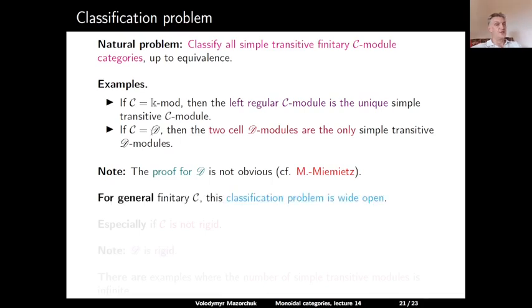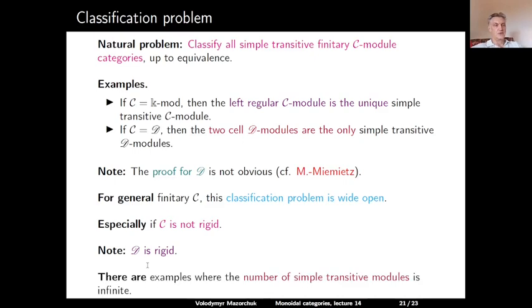For a general finitary category C, this classification problem is usually wide open, especially if C is not rigid. There are many more examples of rigid categories for which one can solve this kind of problem. Note that the category of projective bimodules over the dual numbers is, in fact, rigid. Also, it is interesting to note that there are examples where the number of simple transitive modules up to isomorphism is infinite, which is very surprising.